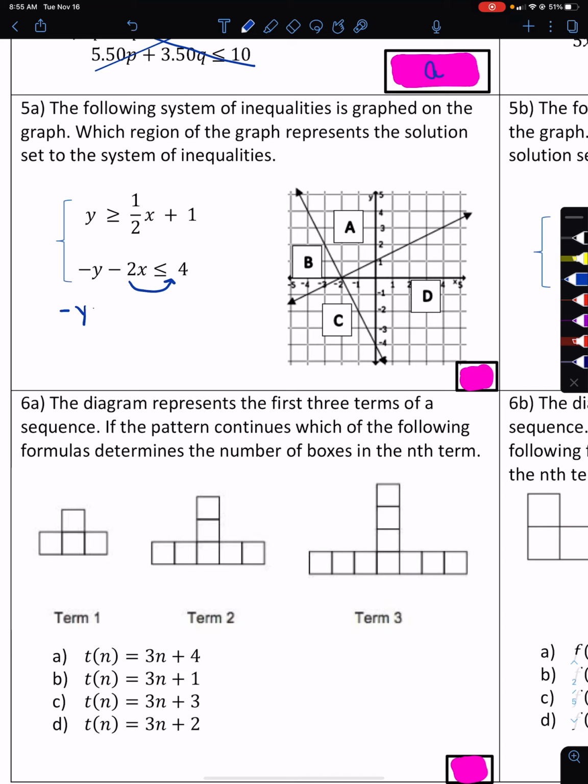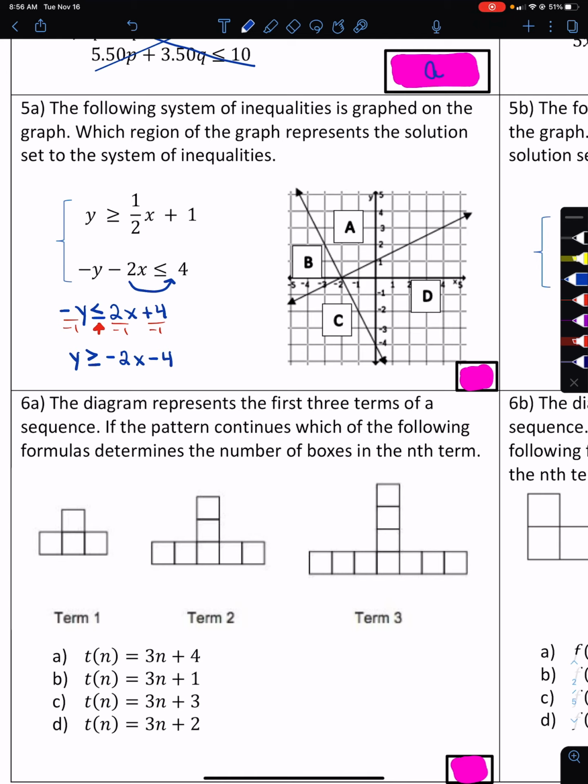So we have negative y is less than or equal to 2x plus 4. Then we are going to divide by negative 1. Every term gets divided, and this is when we're going to flip the inequality. When you multiply or divide by a negative number, you flip that inequality. So then we will have y is now greater than or equal to negative 2x minus 4.